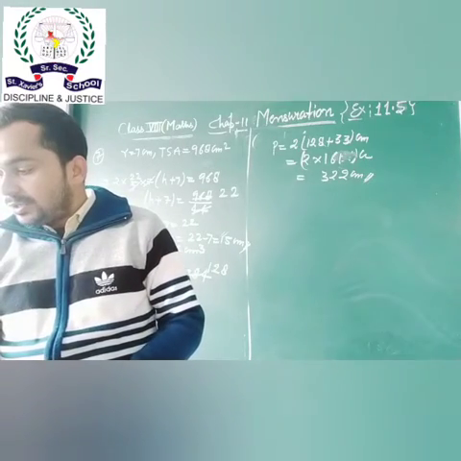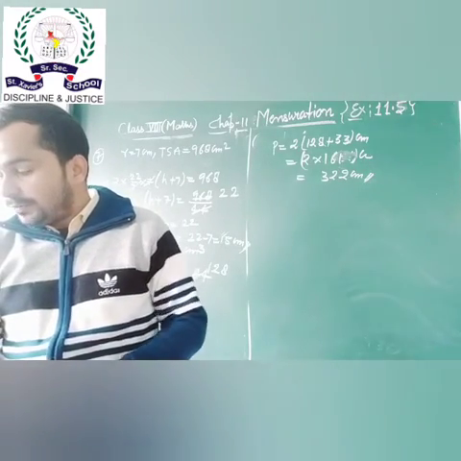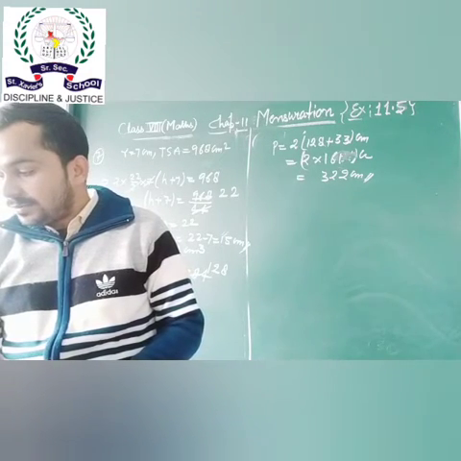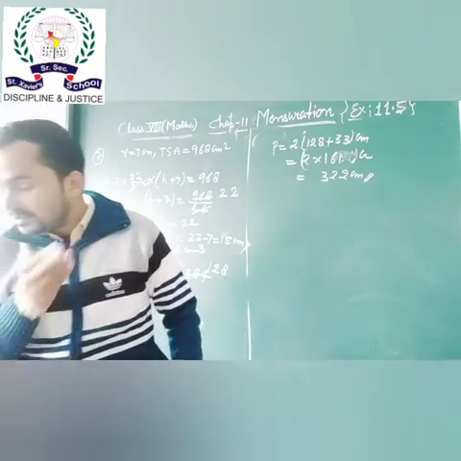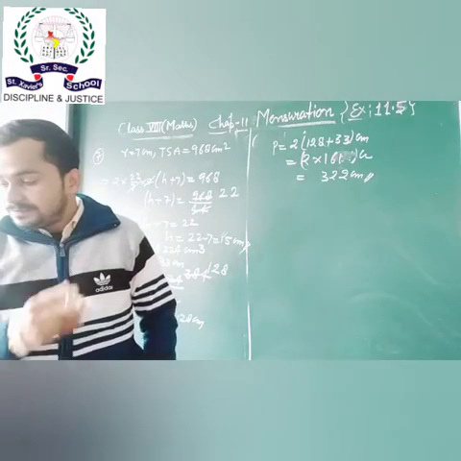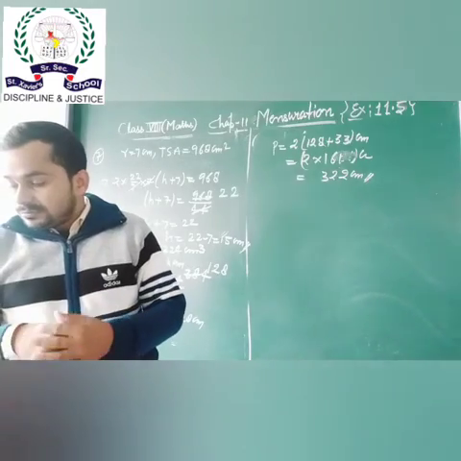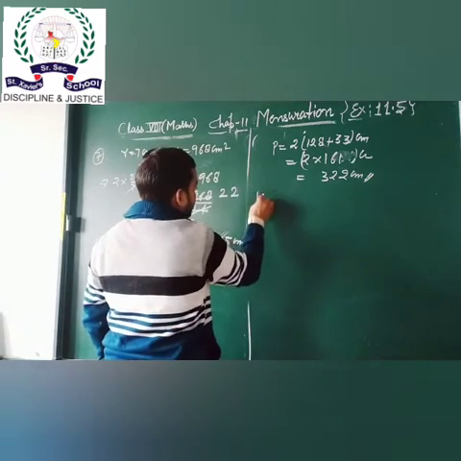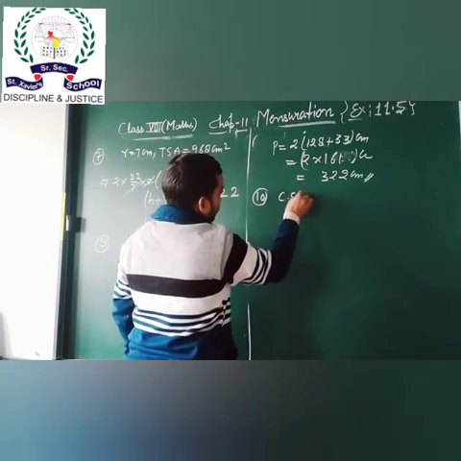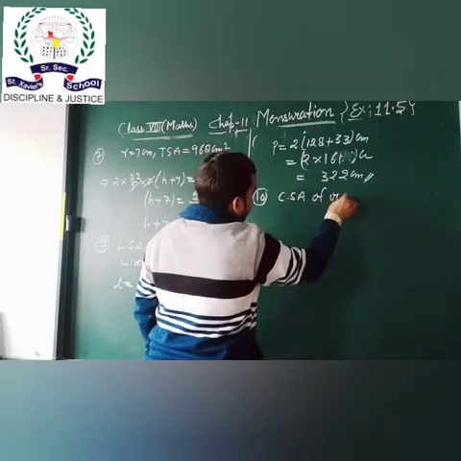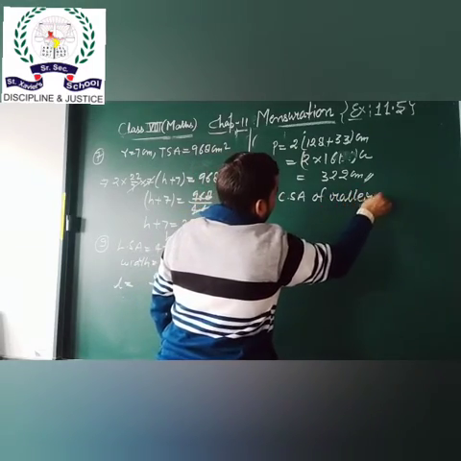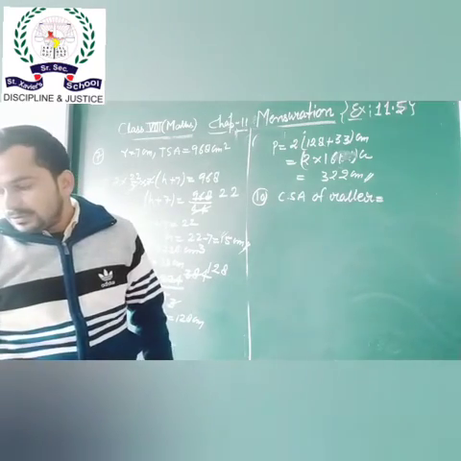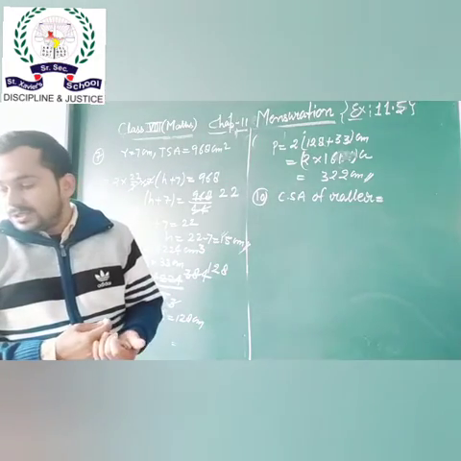Now question number 10. A cylindrical roller is of length 2 meter and diameter 84. Find the number of revolutions it has to make to cover an area of 7920 meter square. So first we have to find out the curved surface area of road roller. CSA of roller equal 2 pi r h. The length of roller becomes height of the cylindrical roller.